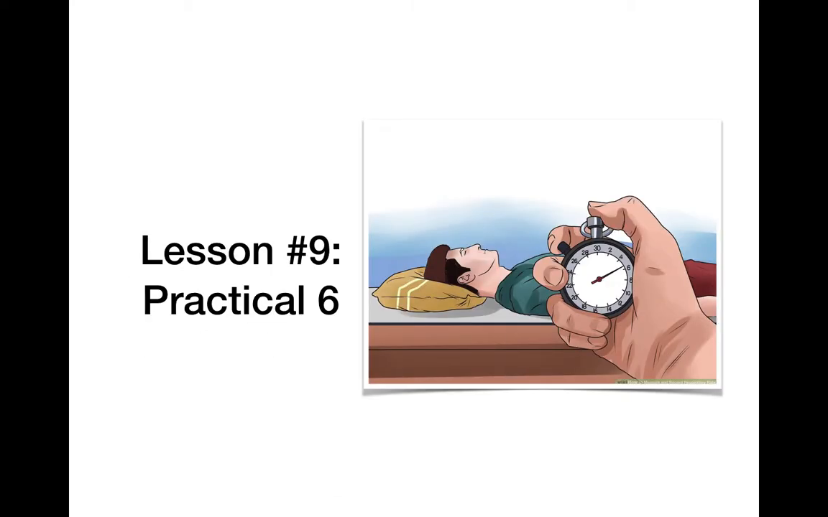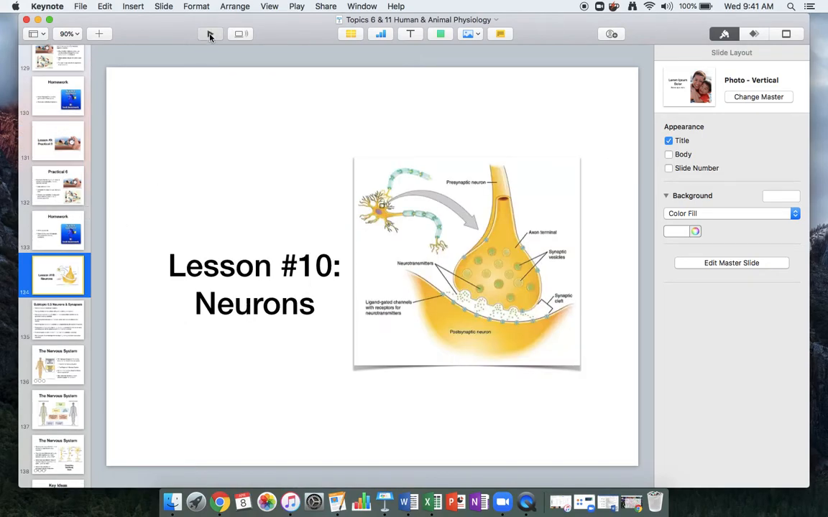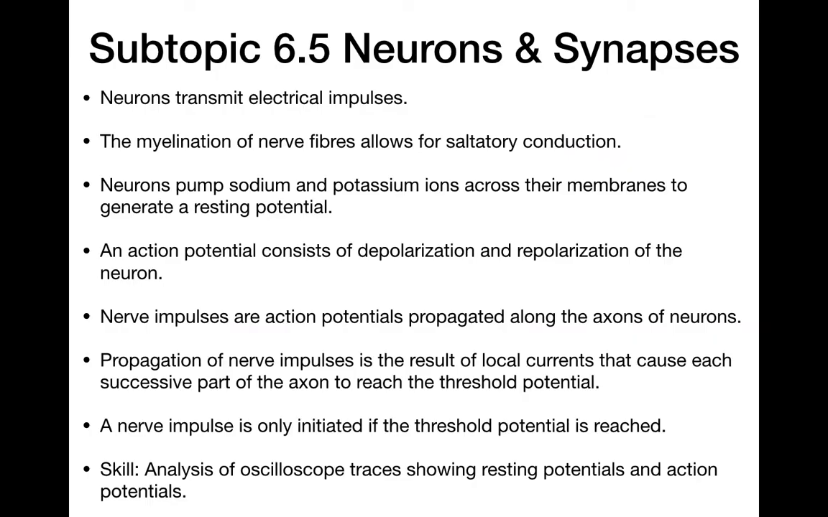Okay, and then the next request was to do neurons and synapses. So let's talk about neurons. Let's talk about electrical impulses moving through as we signal things along the body.